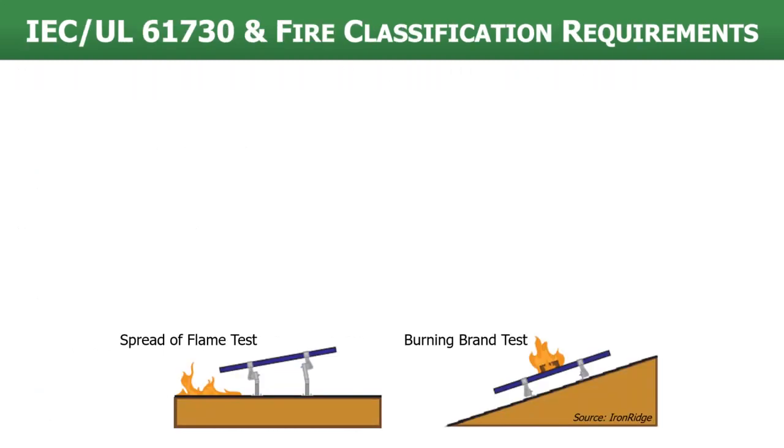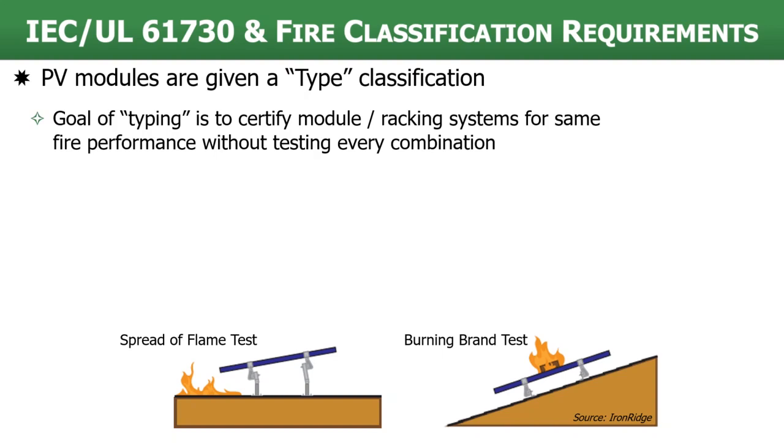So let's talk a little bit more about the fire classification requirements. On the previous slide, I mentioned that PV modules are given a type classification. Now, this was originally UL 1703 for flat plate PV modules, but it has recently changed to become UL 61730 to really be consistent with the IEC standard of the same number. And this is where they give the module a type to certify that module and the racking system for the same fire performance without testing every combination, right?